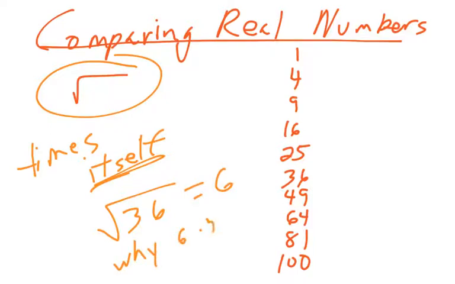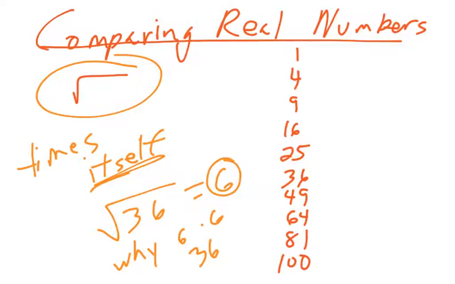Because 6 times 6 is 36. So the square root of 36 is 6. So a square root, again, asks yourself what number times itself gives us that number underneath the square root.